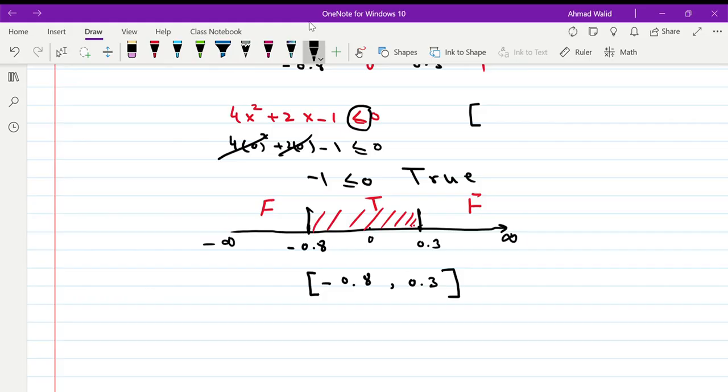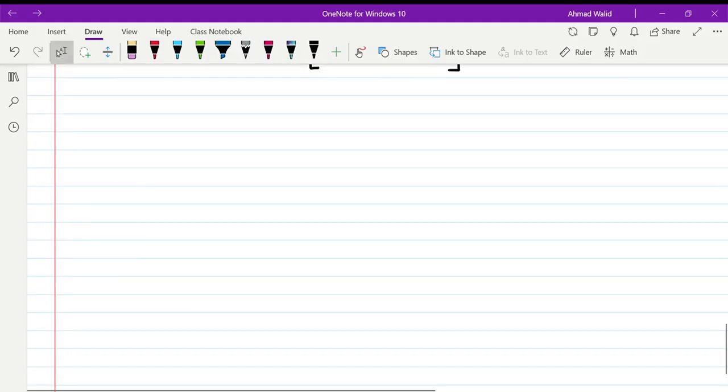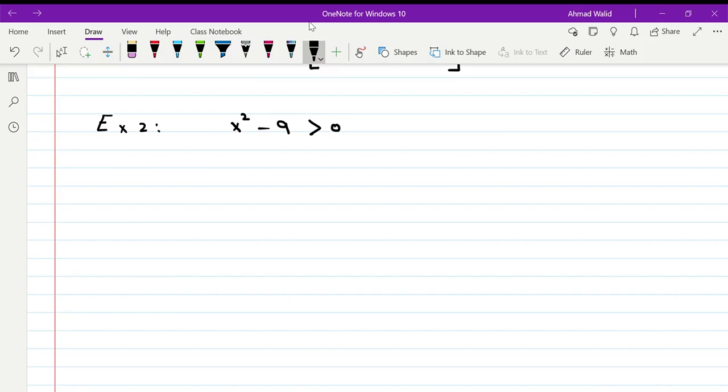Let me do another one for you. Example number 2. X squared minus 9 greater than 0. I don't have a step 1 in this example. Everything is on one side, the other side is 0. I'll immediately jump to step 2.